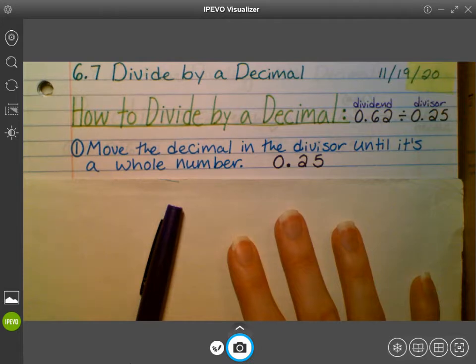So, step 1, move the decimal in the divisor until it's a whole number. When we're setting up our division problem, the divisor is always the part that's outside of the kind of half box we make. It's on the left of that.